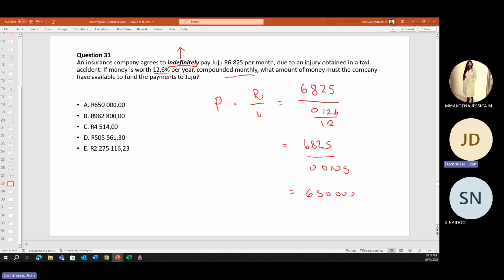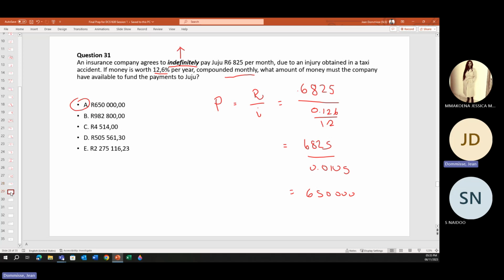$650,000. Again, if we didn't divide by 12 and just said 6,825 divided by 0.126, luckily there wasn't an answer for that, because that would have been 54,000. So the answer we're looking for is 650,000. It is your repayment divided by that monthly interest rate.